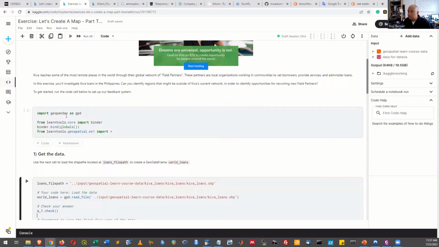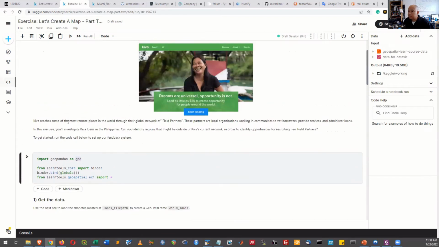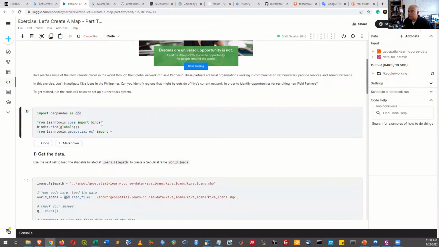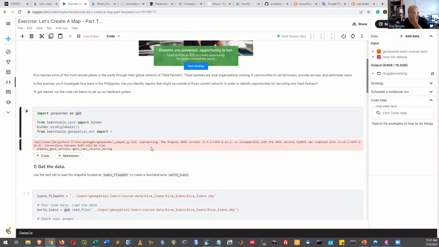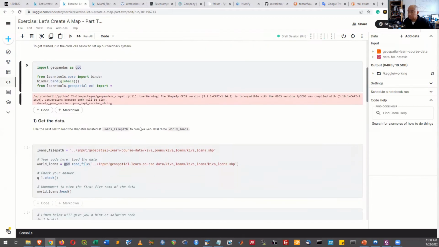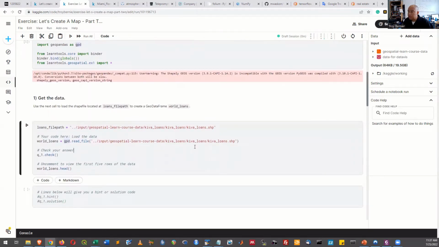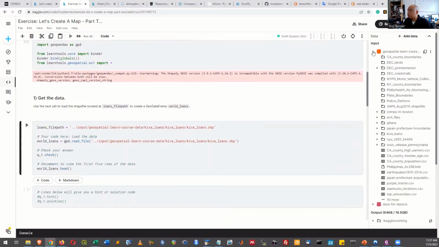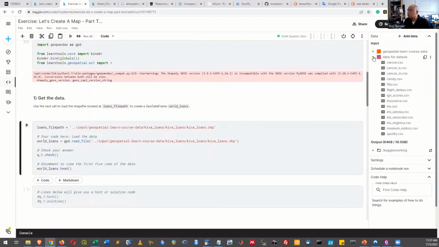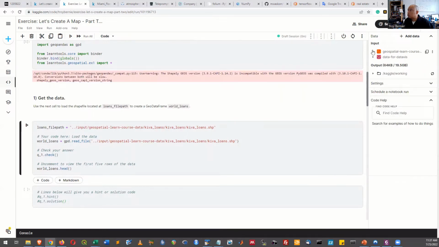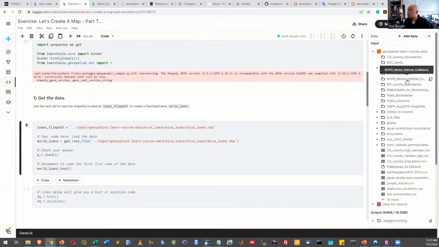So once again, bringing in GeoPandas, importing our libraries. Remember, this is just a warning. It's okay. Now we're going to get the data, and the data is Kiva loans. I think it's up in this data spatial. Yep, Kiva loans right here.